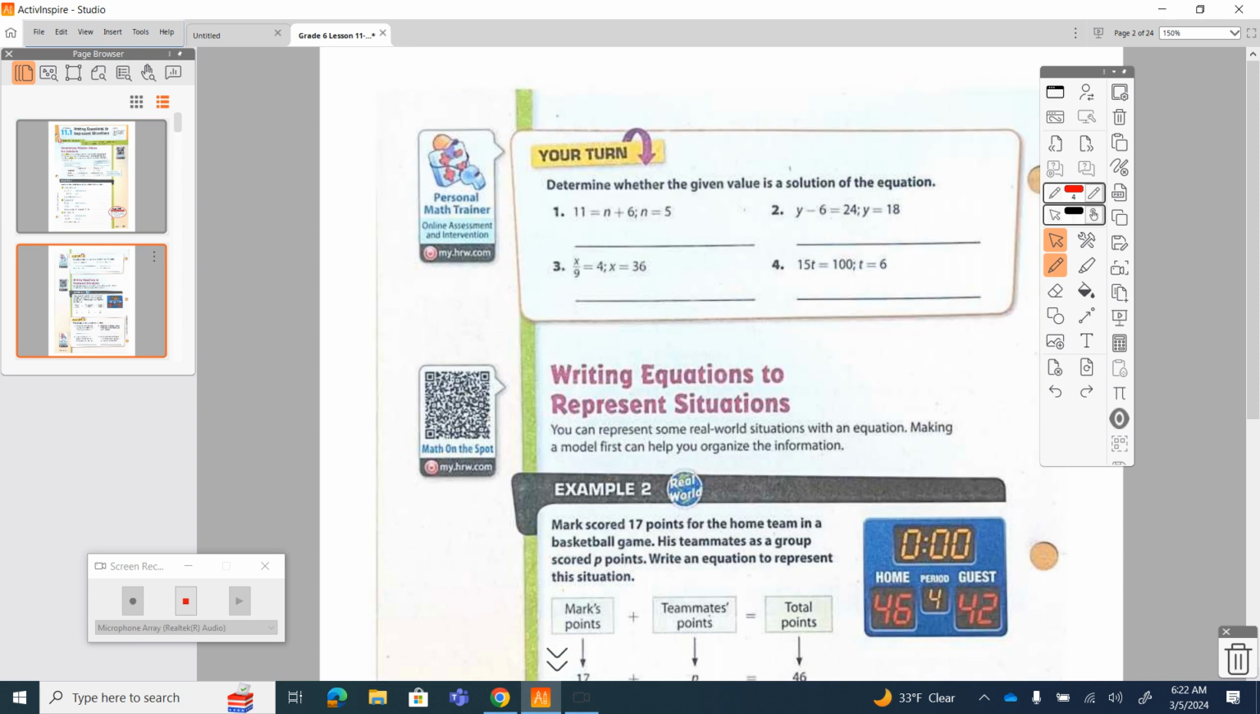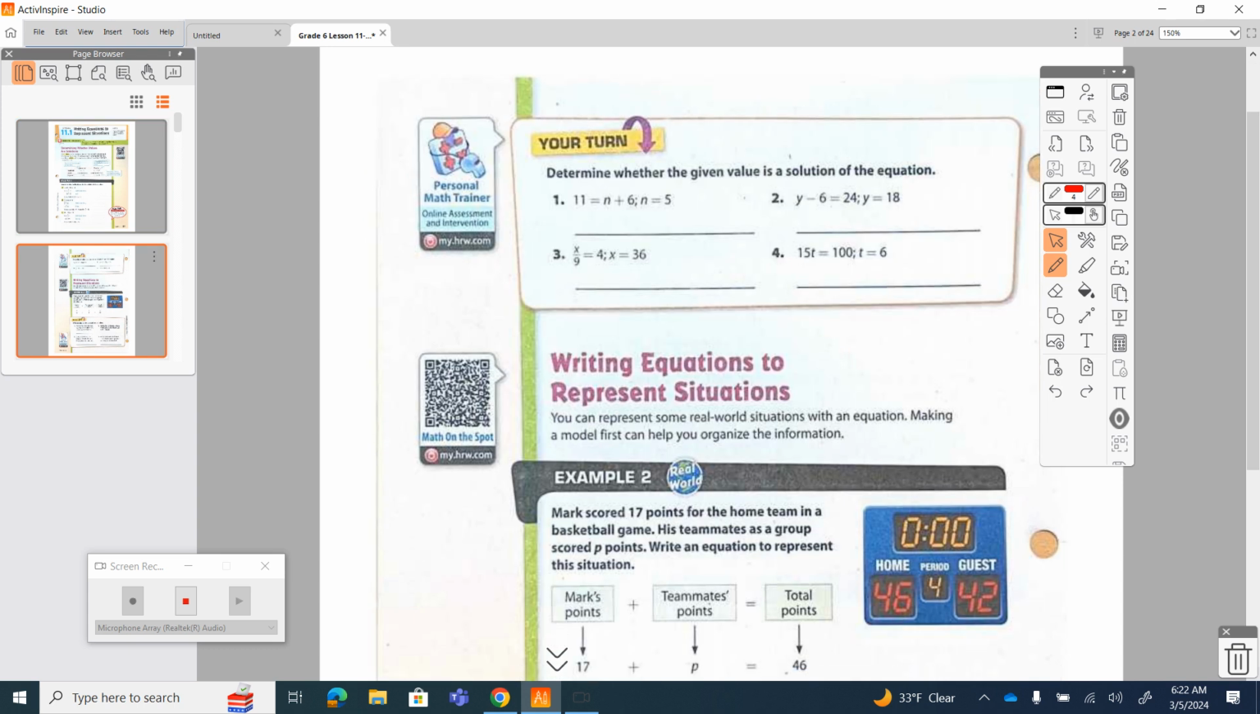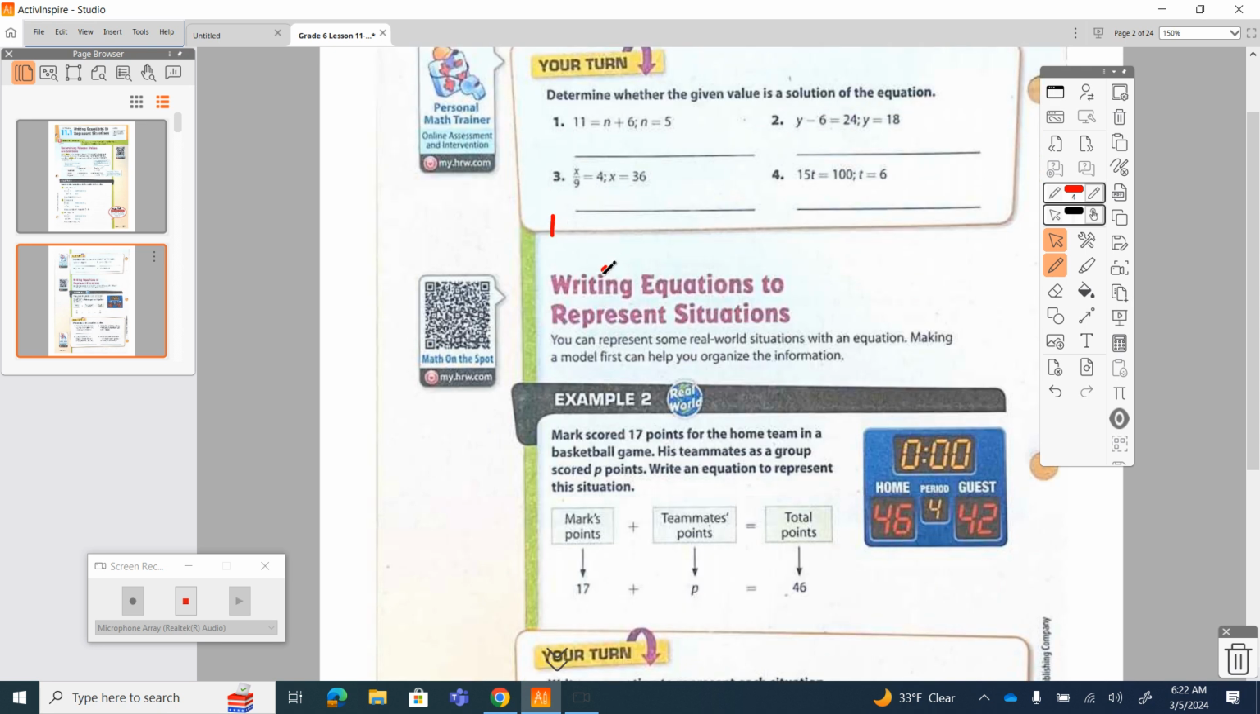So you could try these problems. Your teacher can pause the video, try the problems, and see what you get. Did you pause the video? Over here, you would hopefully write this correctly: 11 equals 5 plus 6. 5 plus 6 is 11. That's true. For y, 18 minus 6 is 12. 12 is not equal to 24, so it is not a solution.